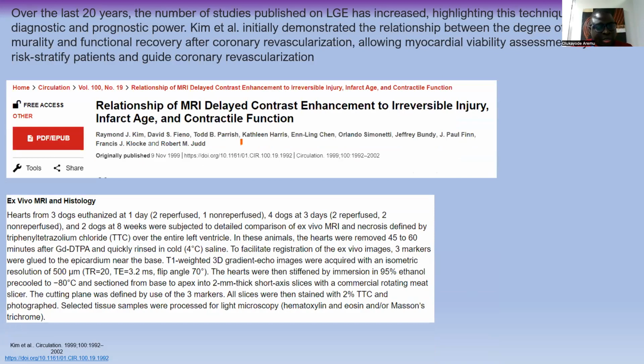What they actually did was that they worked on dogs. They took 30 dogs and put them to sleep at 1 day, at 3 days, and at 8 days. So they subjected them to MRI and necrosis analysis. I don't just want to bore you with all the things they did, but the sequence they used was 3D gradient echo images. That is what they used to acquire their images.